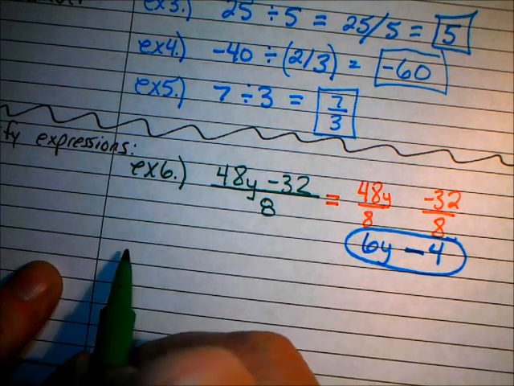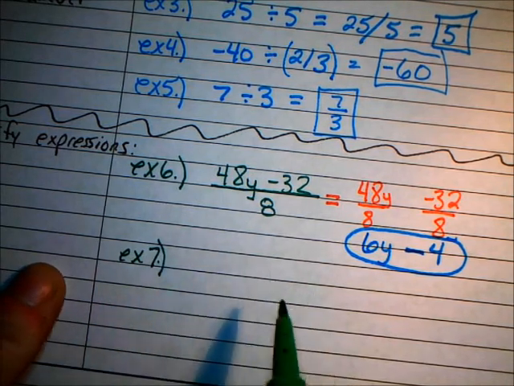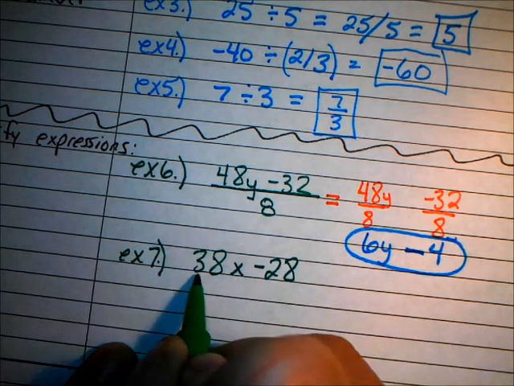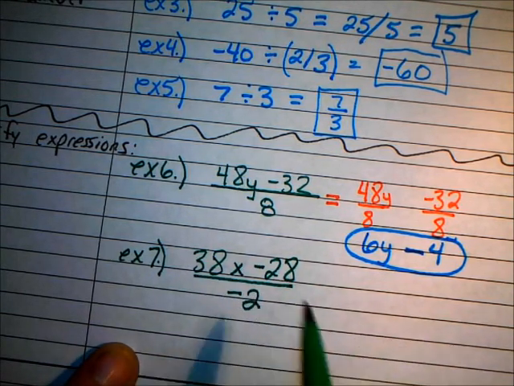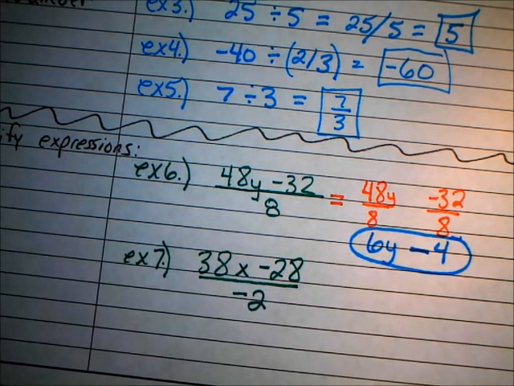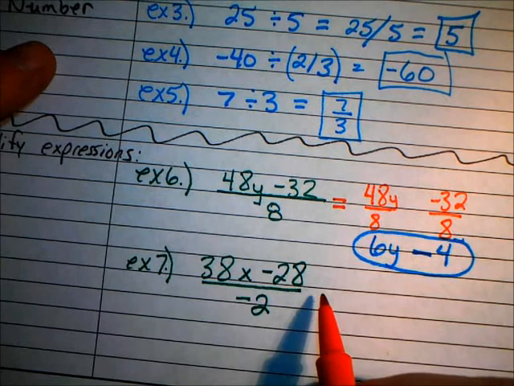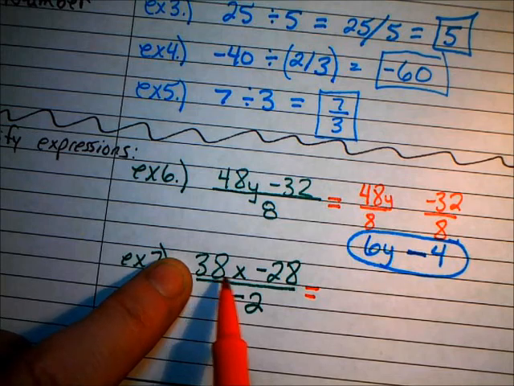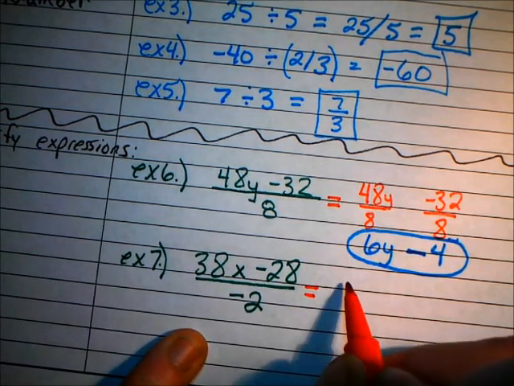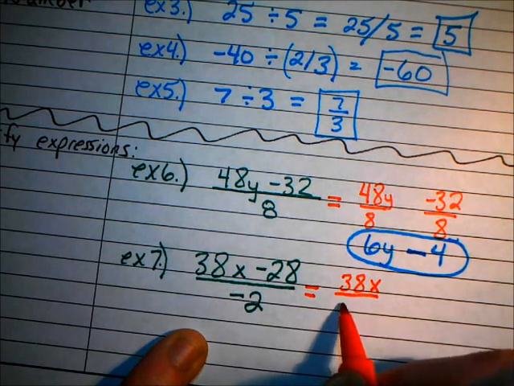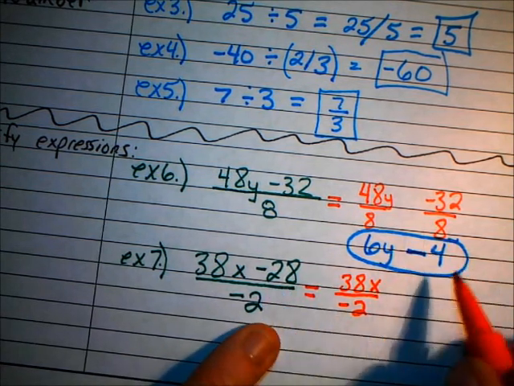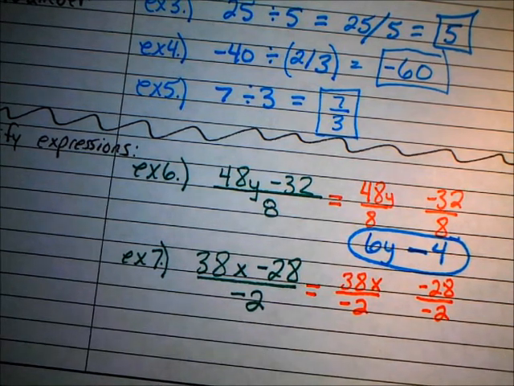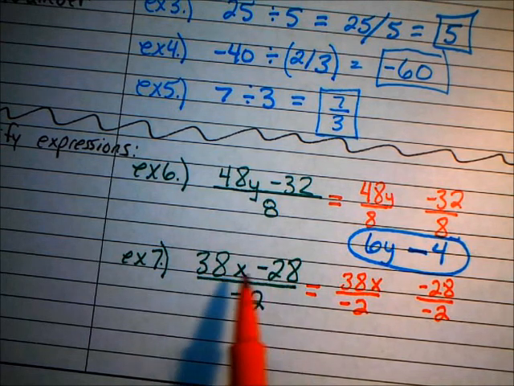Okay, let's try this again. Example 7. I'm going to give you 38x minus 28 all divided by negative 2. What I want to first do is split this up into two parts. So the negative 2 goes with the first term as well as the second term. So I have 38x divided by negative 2. And in the second term I have negative 28 divided by negative 2. The 2 goes with each term.